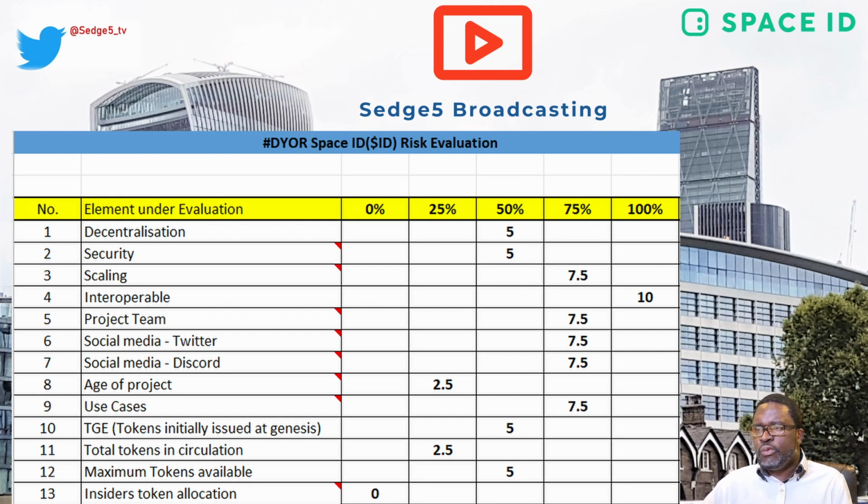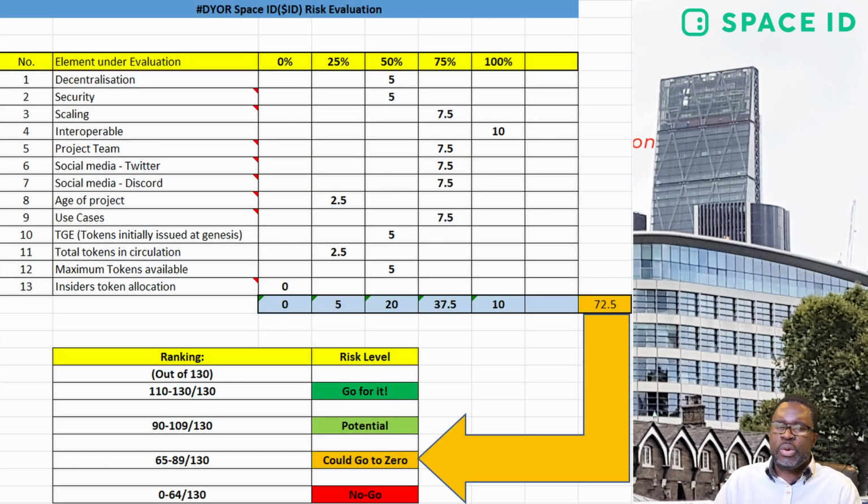So the aggregate score for Space ID comes up to 72.5%, which puts Space ID within the could go to 0 category. Now, do you guys think Space ID could go to 0? For me, yes. The risk is even higher because this is a relatively new project. So given a certain set of circumstances, of course, Space ID could go to 0. You know, we are talking of the likes of Ethereum and even Bitcoin could go to 0 given a set of specific circumstances. So I can't see why not Space ID could go to 0, as our risk table reflects. Having said that, 72.5%, it's a good score, especially for a new project like Space ID.